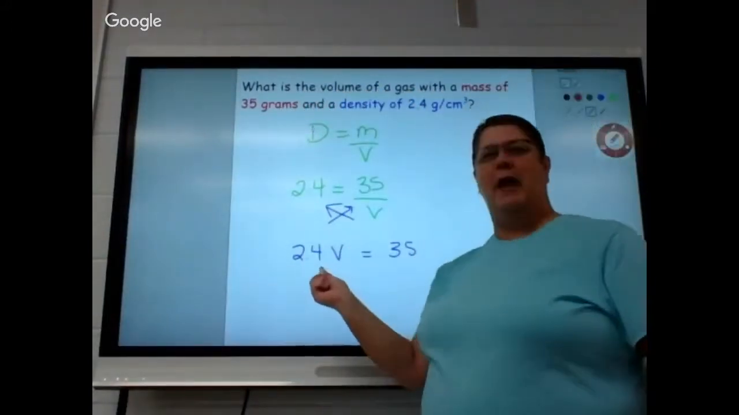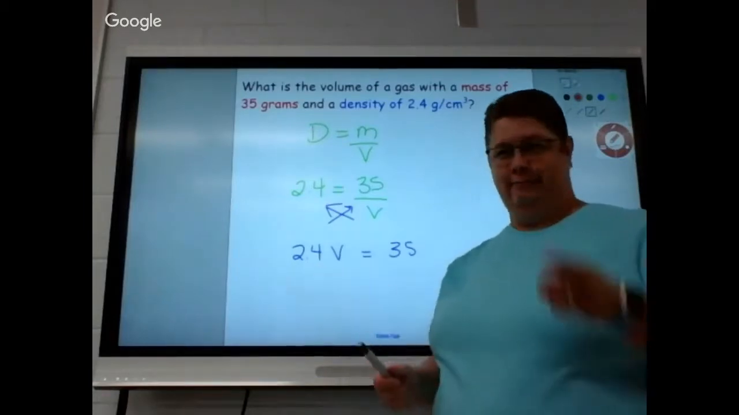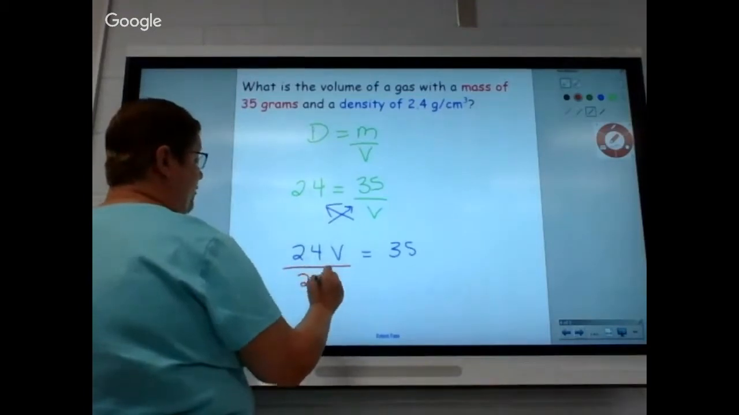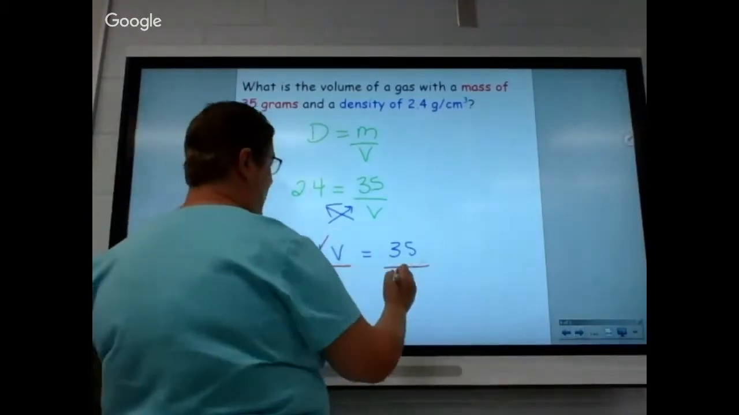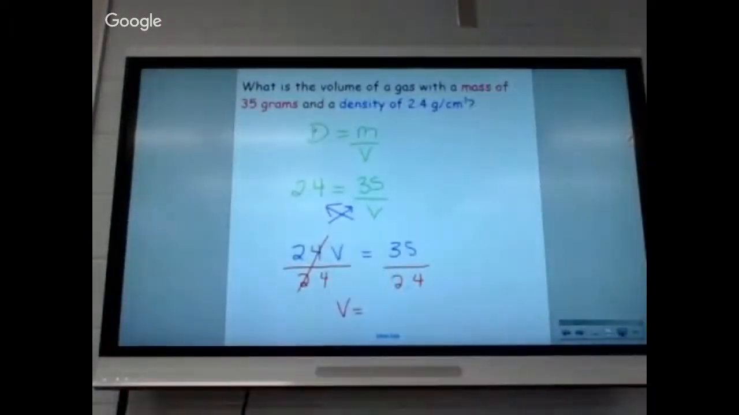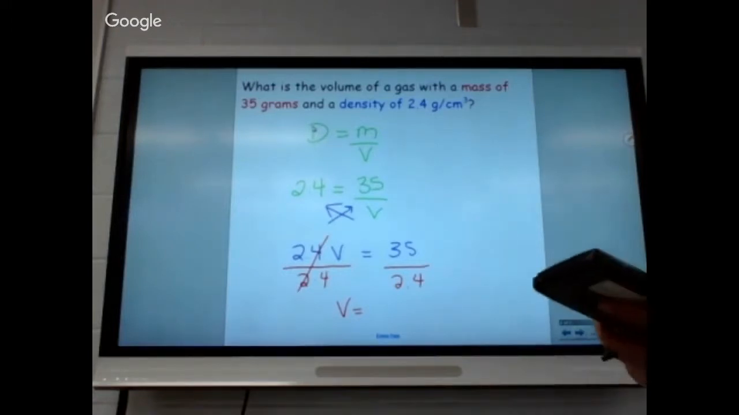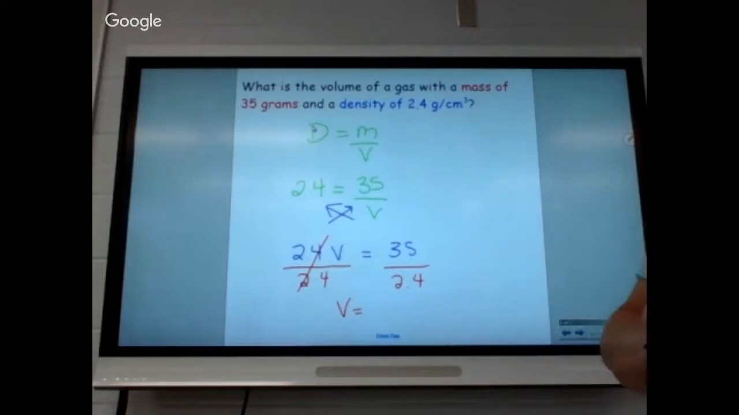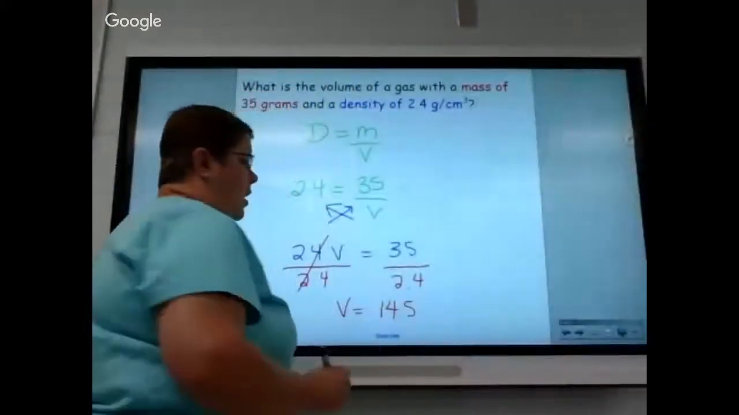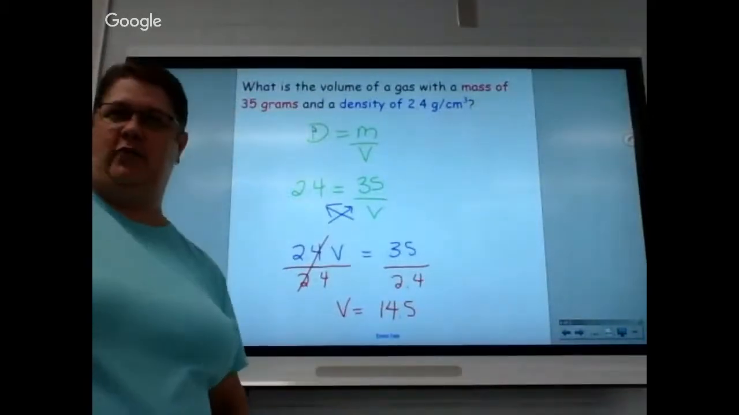What does this mean? Is that multiplied or is that divided? It's multiplied, so we have to divide. So we divide by 2.4, and it cancels out. So 35 divided by 2.4. That's 14.58. And just round off to one place behind the decimal for this class. 14.5.